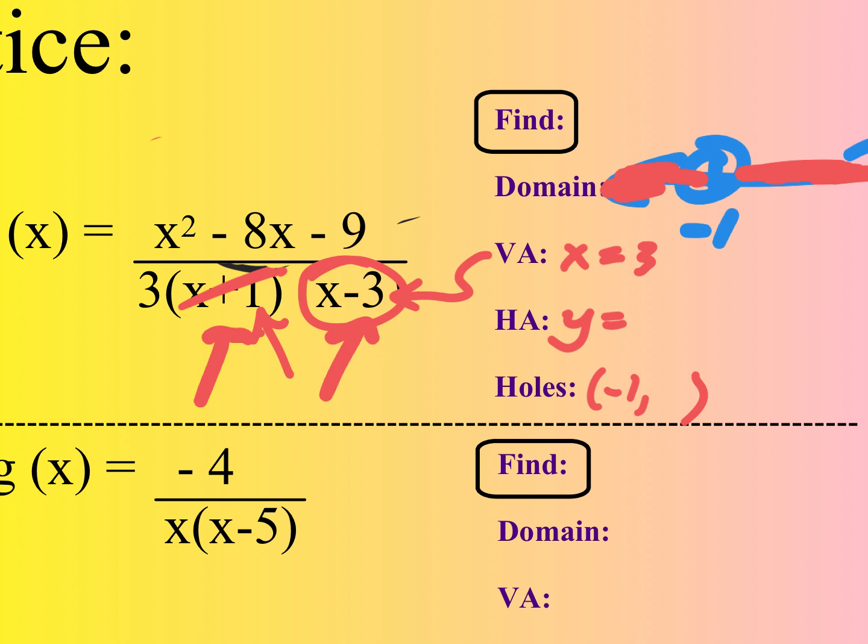If you're looking at the degree, they both have a degree of 2. That one's a degree of 2, and the bottom one, if I multiplied it out, would have degree 2. They're the same on both. What's the rule for SOBs? It's ratio of lead coefficients, 1/3.